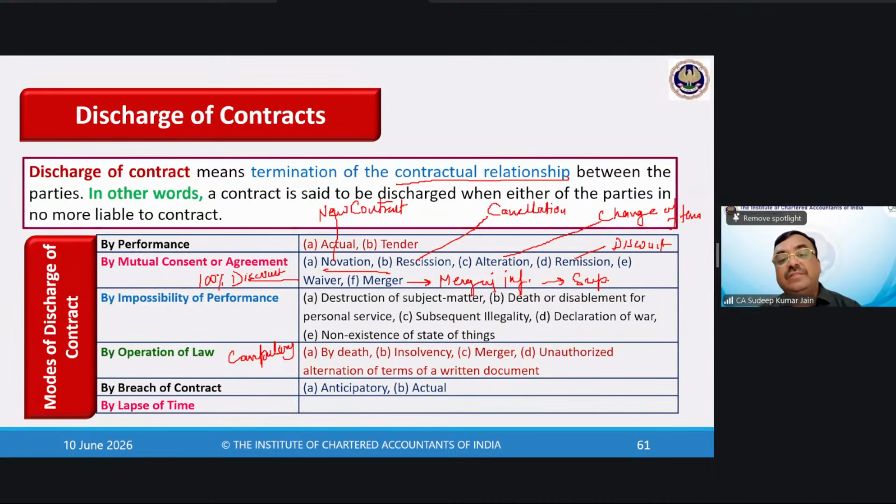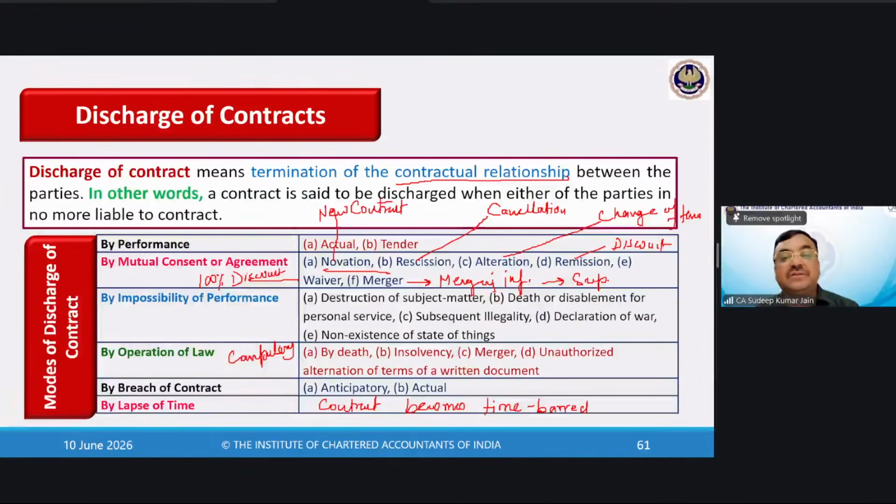by death, insolvency, merger, unauthorized alteration of the terms of a written document, breach of contract. Anticipatory breach means breaking the contract, refusing to perform, denial for making performance. Anticipatory breach, actual breach. By lapse of time, the contract becomes time barred. So please note these things.